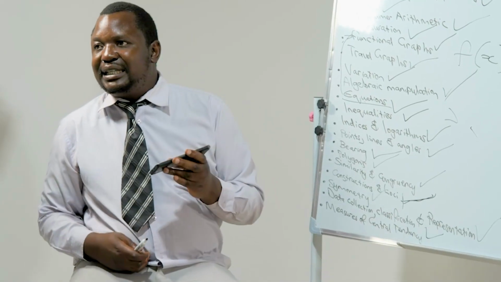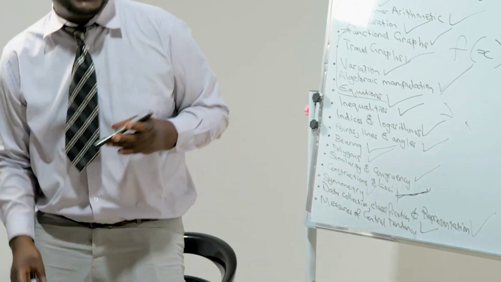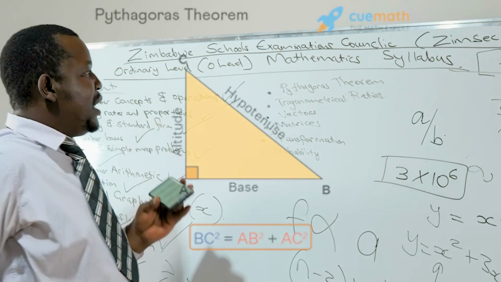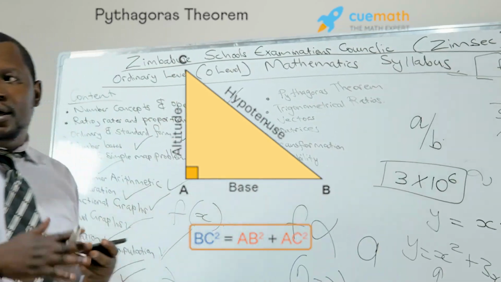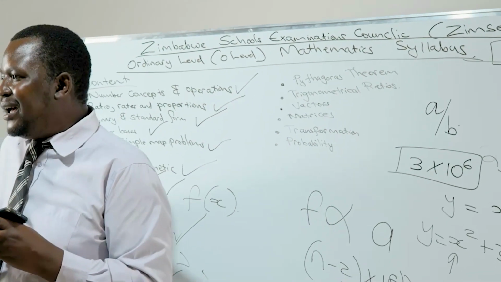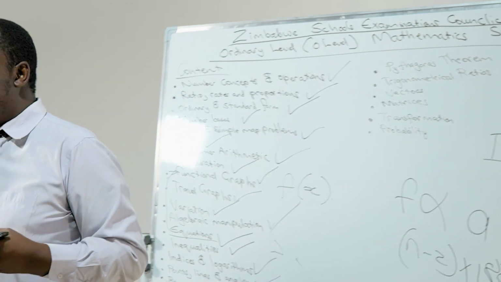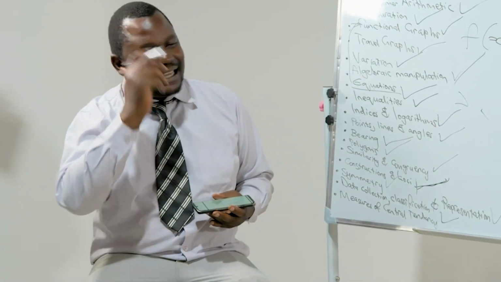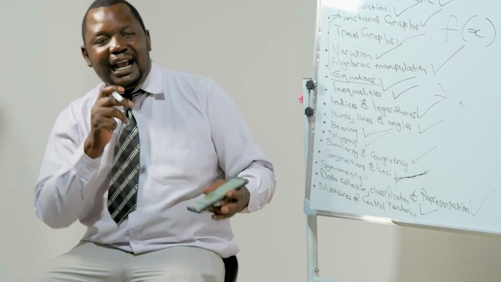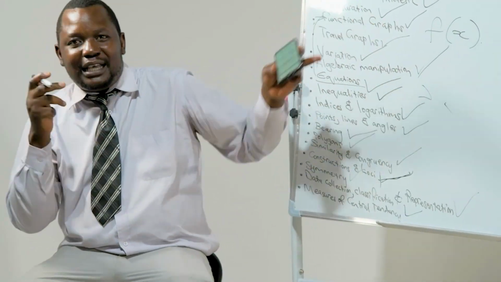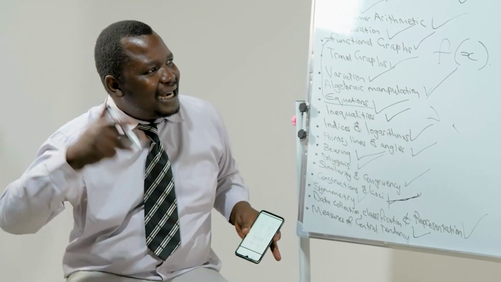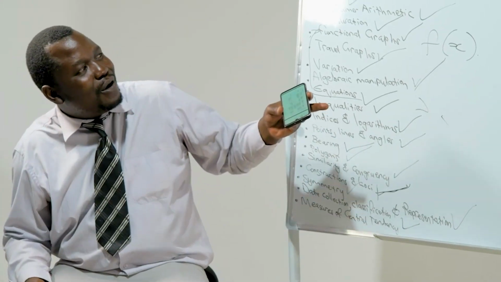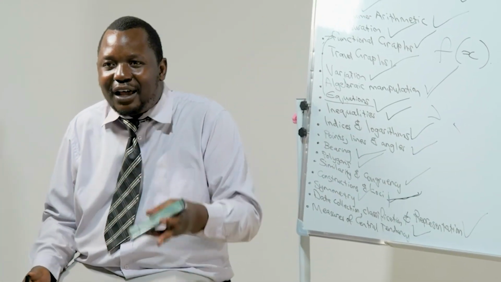Next concept, trigonometry. Right, trigonometry is the study of triangles. So under trigonometry, first and foremost, we are going to look at the Pythagoras theorem from the Greek mathematician Pythagoras around 250 BC. 250 years before Jesus Christ was born.